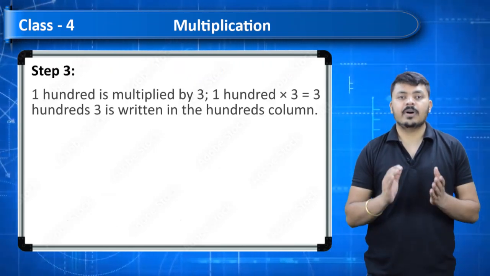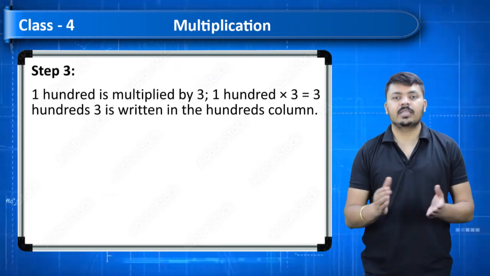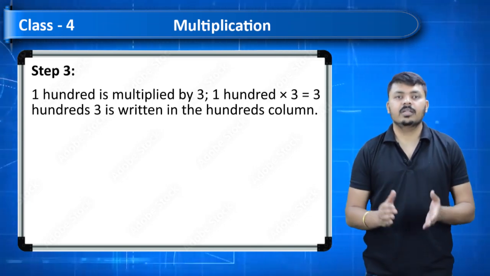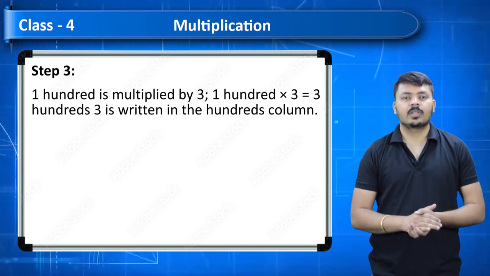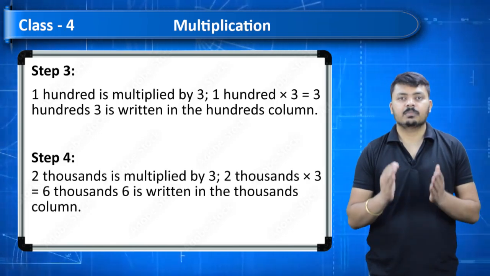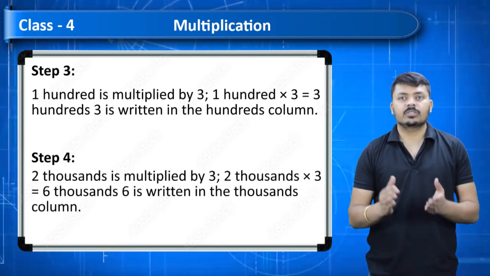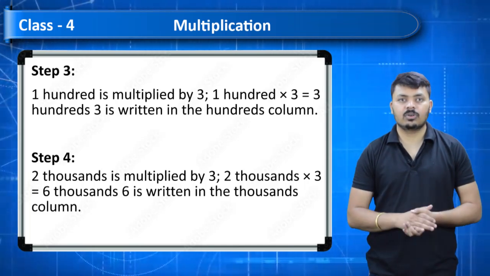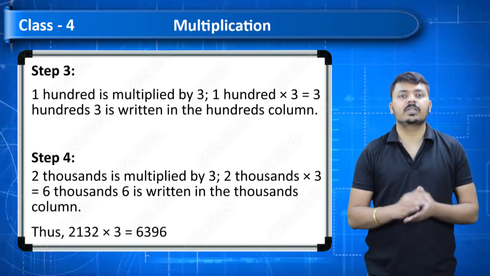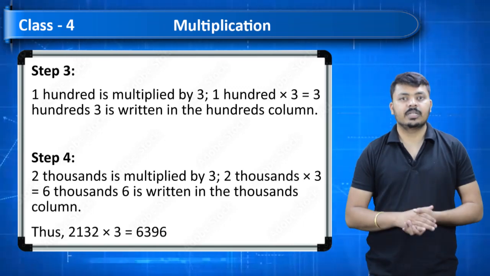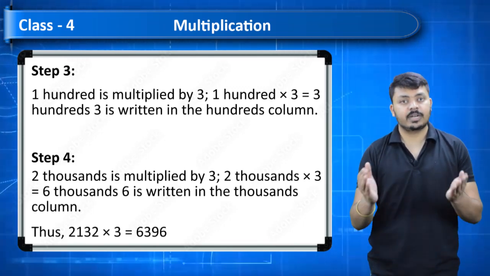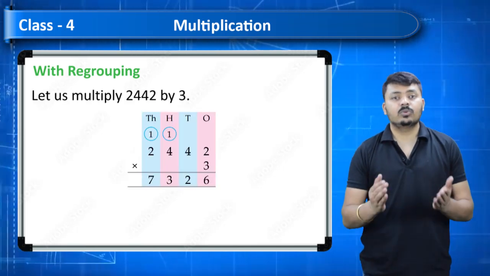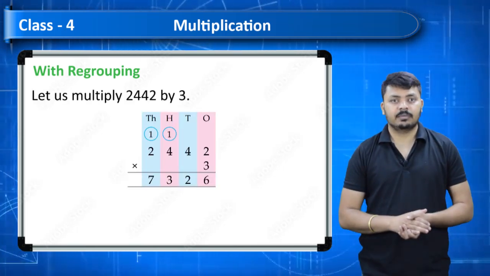Step 3. 100 is multiplied by 3. 100 into 3 is equal to 300. 3 is written in the hundreds column. Step 4. 2000 is multiplied by 3. 2000 into 3 is equal to 6000. 6 is written in the thousands column. Thus, 2132 multiplied by 3 is equal to 6396.